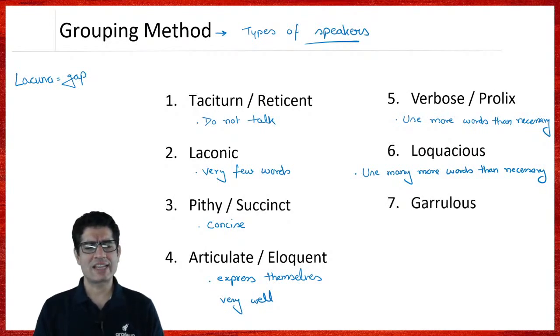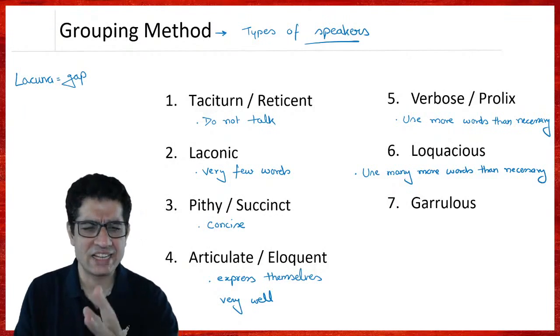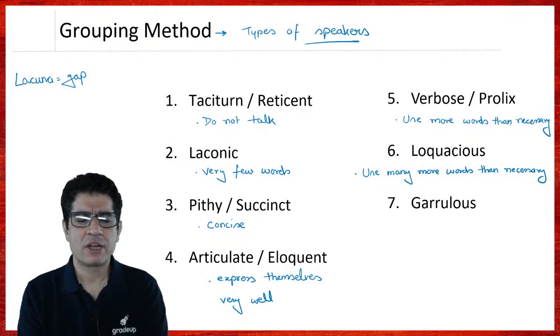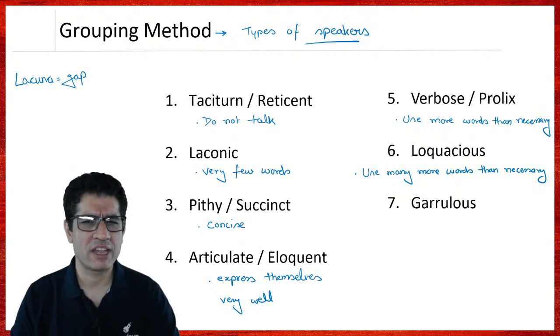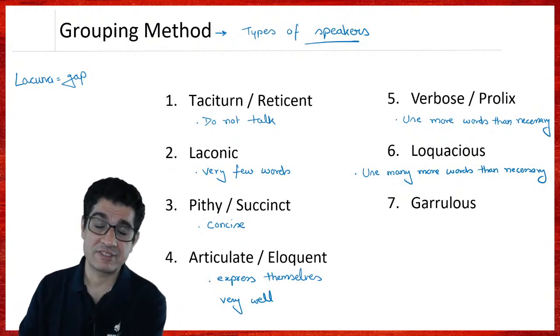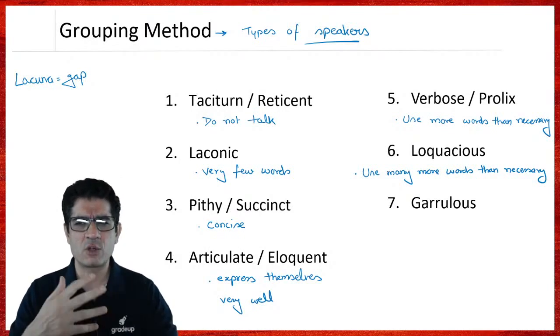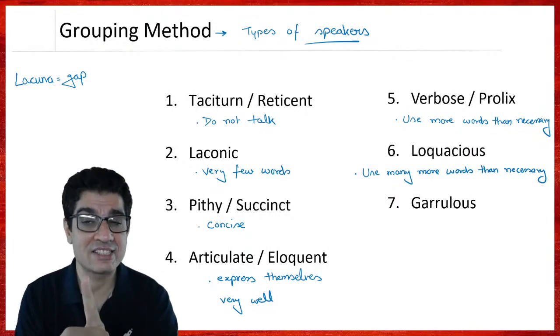The next word is garrulous. अब देखो, ध्यान से सुनना. From word number 1 to word number 6, the person has something to say. उसके दिमाग में कुछ ideas हैं, thoughts हैं, विचार हैं. He has something to convey. But when he's taciturn or reticent, he does not talk. When he's laconic, he uses very few words to convey it, leaves gaps, does not even state the complete thing. पिथी में concise, articulate में adequate number of words, verbose में ज्यादा words, loquacious में काफी ज्यादा words. But he has something to say.